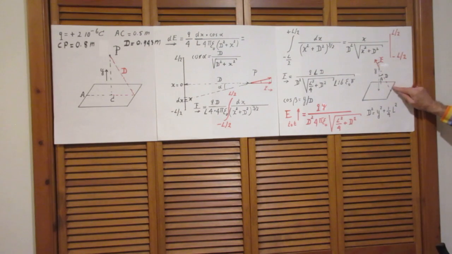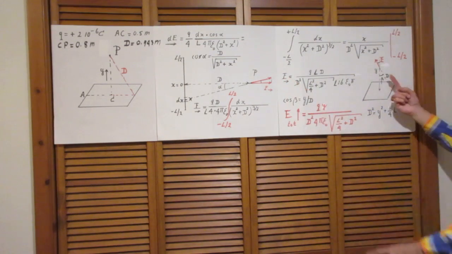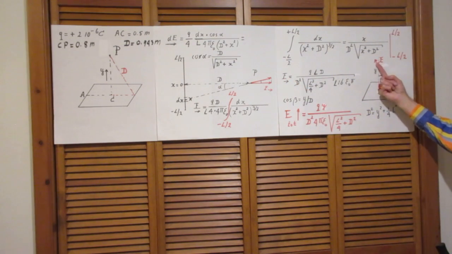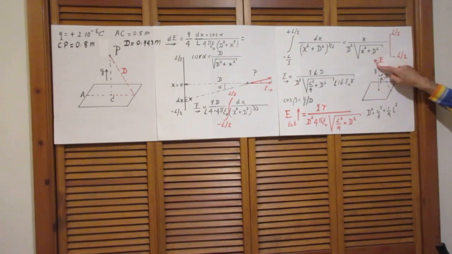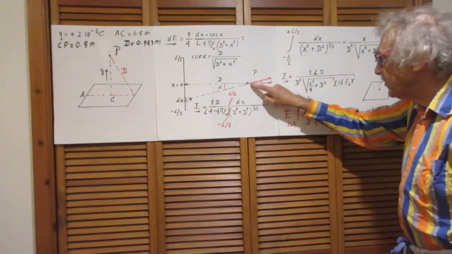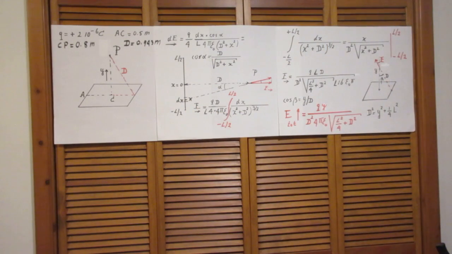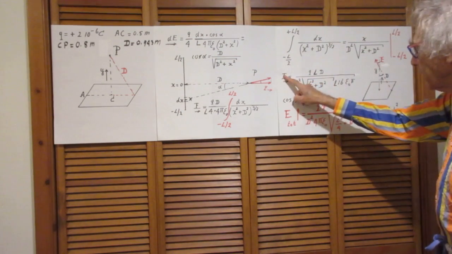So this is that entire bar, and this E vector is now this vector, because that is the component perpendicular to the wire, and this is that component perpendicular to the wire. So this vector here is this vector there.